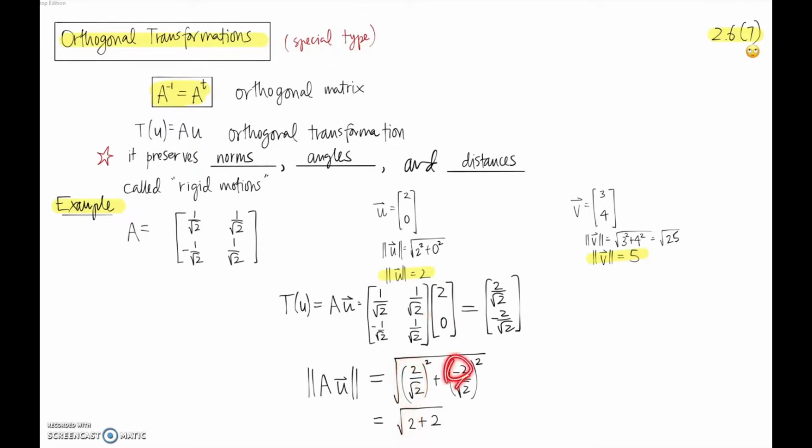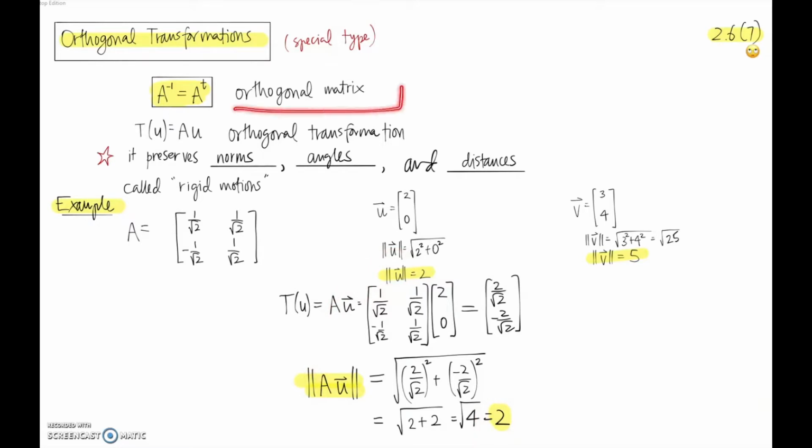Same story over here, 4 over 2, which is 2. We get the square root of 2 plus 2, which is the square root of 4, which should be 2. So the norm of the transformed vector AU is 2. That's awesome because it just preserved this norm. This vector went through the transformation, but it was still the same length when it came out. That definitely doesn't happen with all transformations.